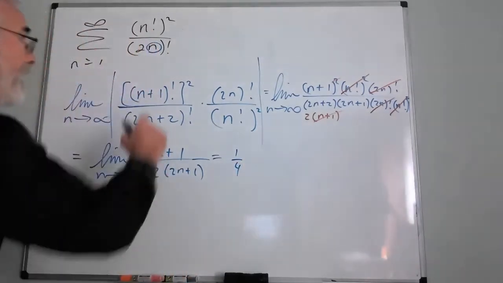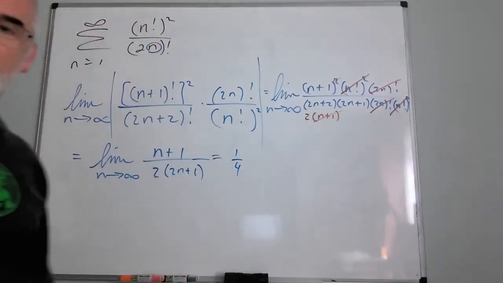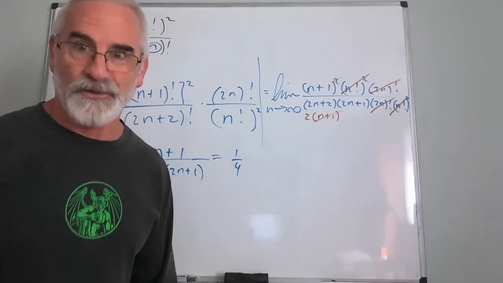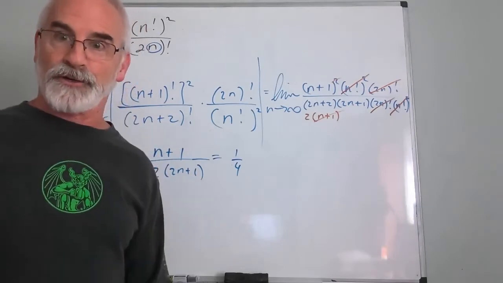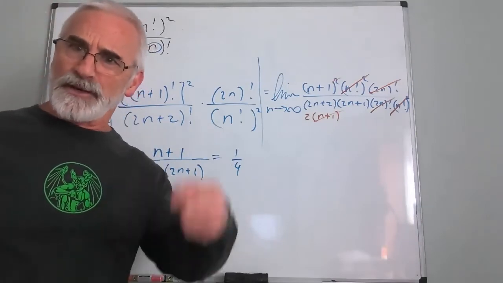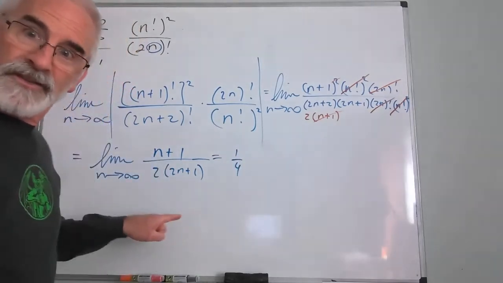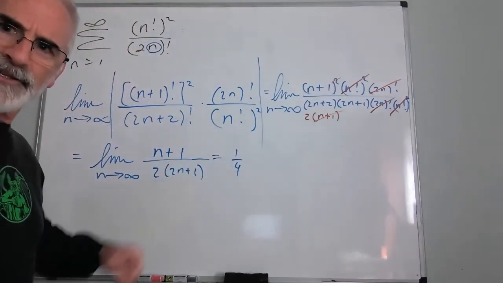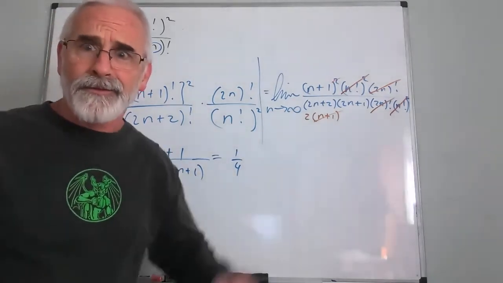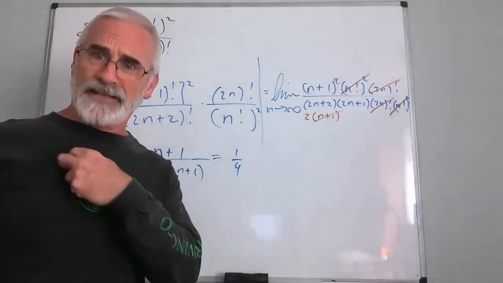Here's the crazy thing. I have a factorial squared over another factorial. That's not geometric. That's not even like a geometric. Yet the funny thing is, as n gets bigger and bigger, this is acting like a geometric series with a ratio of 1/4. That sounds crazy, but that's what it is.